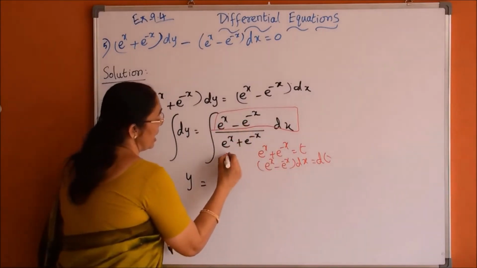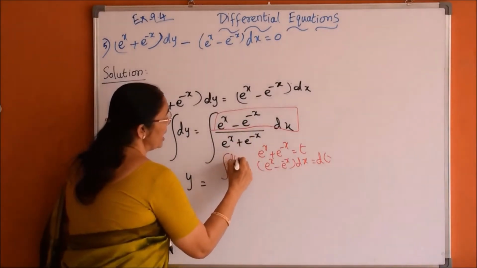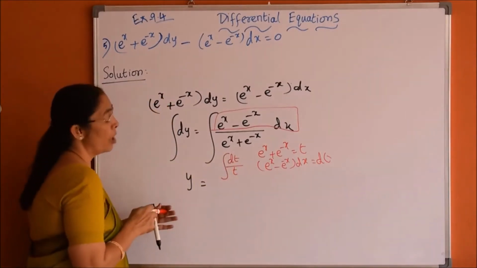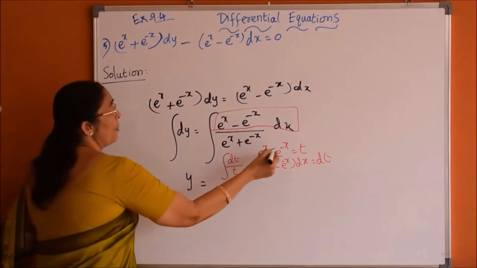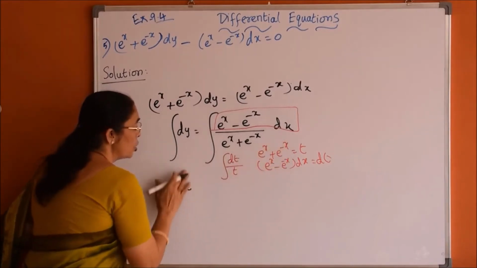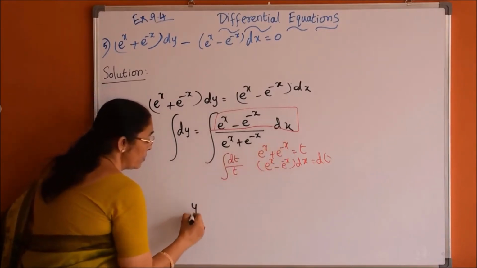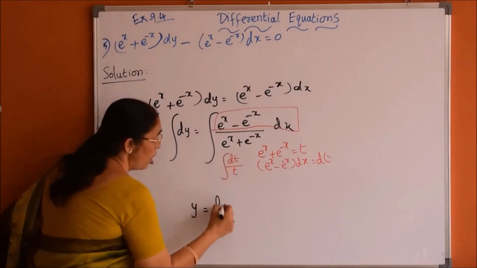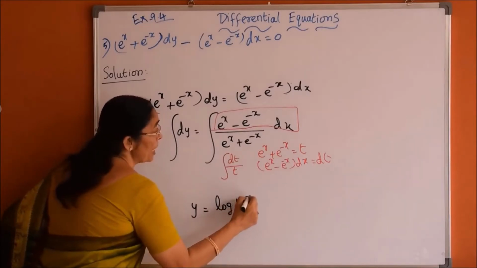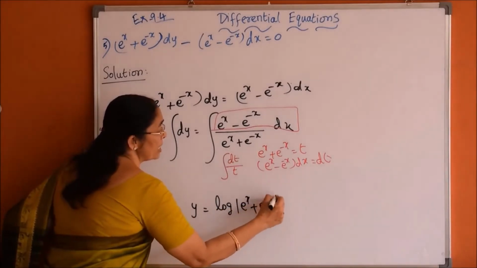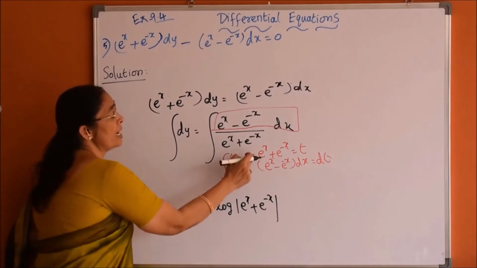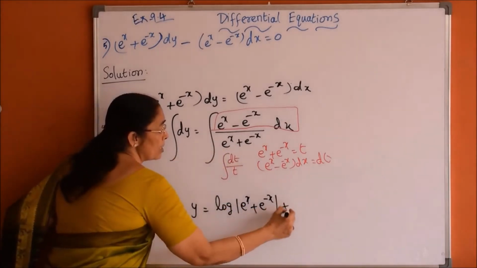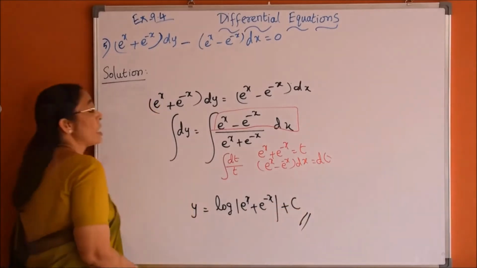So we will get this one as integration of dt divided by t, which is nothing but log mod t, and t is e power x plus e power minus x. So the right hand integration is nothing but, the left hand side is y, y is equal to log mod t, where t is e power x plus e power minus x. So y is equal to log mod e power x plus e power minus x plus c.